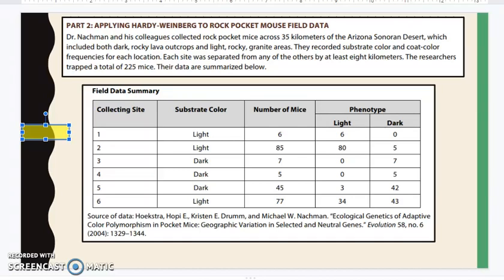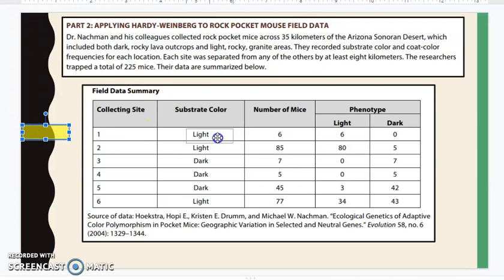So in this second part, we're looking at rock pocket mice across 35 kilometers of the Arizona Sonoran Desert, which included both dark rocky lava outcrops and light rocky granite areas. And they recorded the substrate color and coat color frequencies for each location. So substrate is like the surface that the mice are living on. Now each site was separated from any of the others by at least 8 kilometers. The researchers trapped a total of 225 mice, and their data are summarized below.